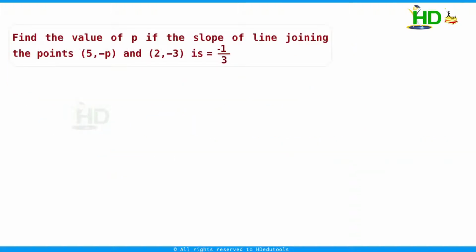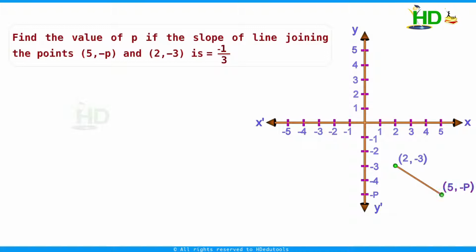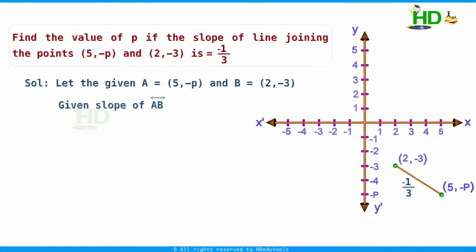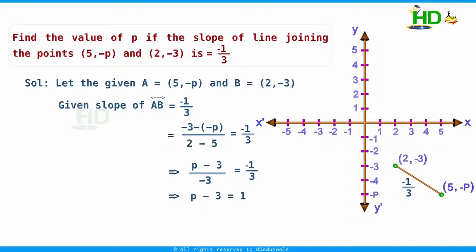Find the value of p if the slope of the line joining the points (5, -p) and (2, -3) is -1 by 3. Let the given points be A (5, -p) and B (2, -3), and it is given that the slope is -1 by 3. Slope is nothing but y2 minus y1 by x2 minus x1, that is -3 minus of minus p divided by 2 minus 5, which is equal to -1 by 3. On simplification we get (p minus 3) by -3 is -1 by 3, or p minus 3 is equal to 1, or p equals 4.